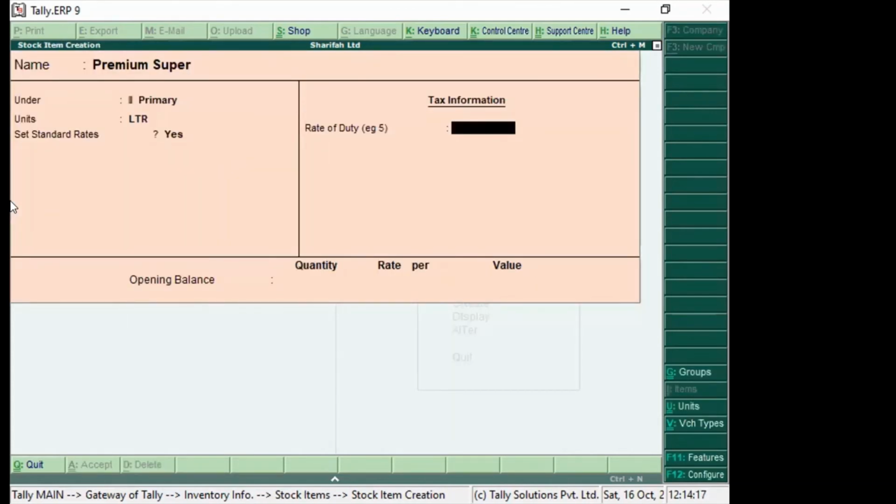Enter. Tax information, rate of duty, e.g. 5, they said for us we use 18. So good. Are we all there? Quantities. Quantity is what? Quantity on hand. 40 units, isn't it? 40 units. And then the rates. So we are going to put there our cost as 48,000, right? Per liter.